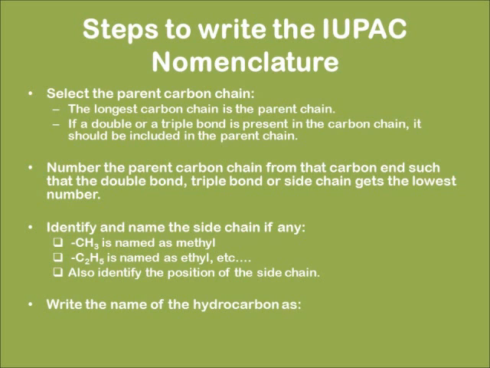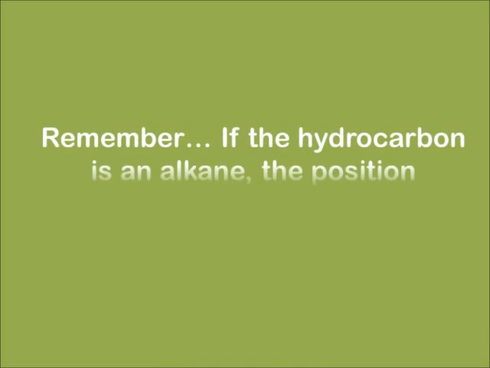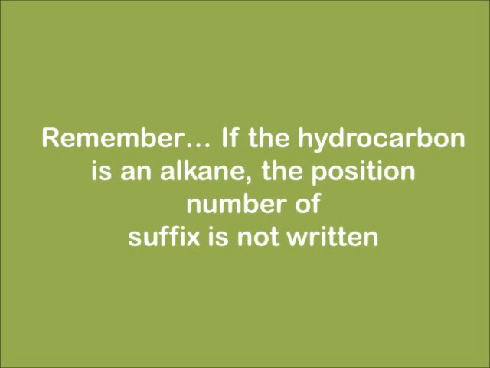Finally, we have to write the name of the hydrocarbon in the following format: position number, name of the side chain, then the root word, then the position number, and then the suffix. For example, 2-methylbut-1-ene. So, if at all we have a hydrocarbon which is an alkane, the position number of the suffix need not be written. It's not necessary.